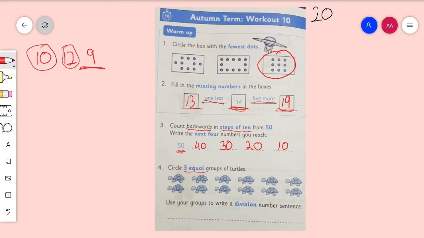Here it says, use your groups to write a division number sentence. This tells us we need to do division. The 2 numbers we're going to divide are 12 and 3. To divide that, we need to write 12, do a line under it, and write 3. And we need to see what times table both of them come in.